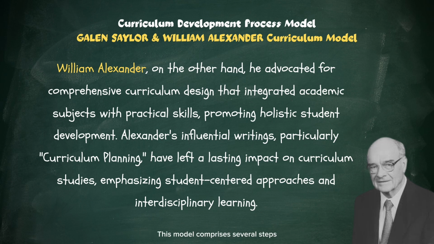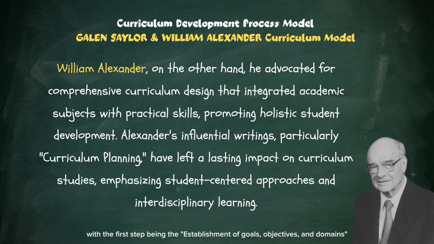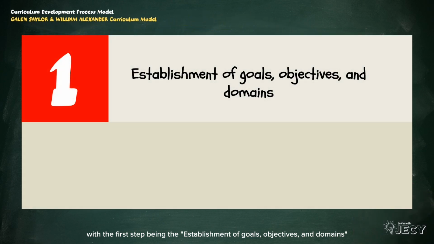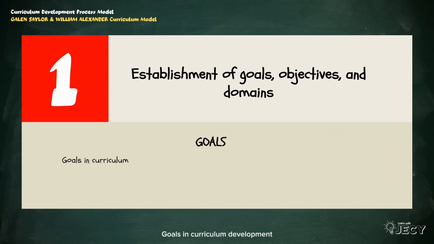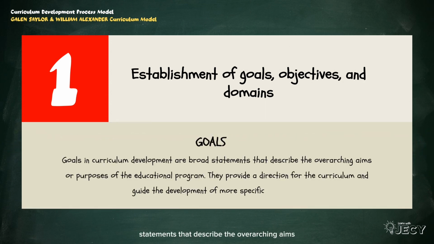This model comprises several steps, with the first step being the establishment of goals, objectives, and domains. Let's break down this step and provide an example to illustrate each component. First, Goals. Goals in curriculum development are broad statements that describe the overarching aims or purposes of the educational program. They provide a direction for the curriculum and guide the development of more specific objectives. Goals often reflect the desired outcomes of the education and the broader mission of the institution or educational system. Goals are typically long-term and abstract in nature.